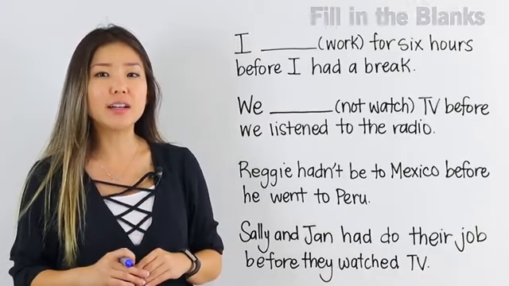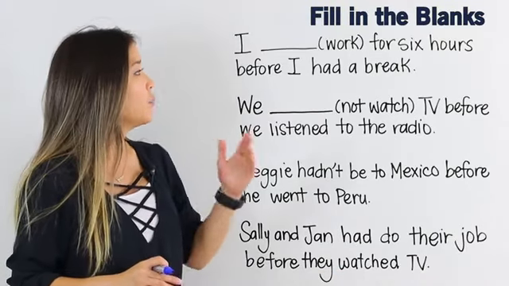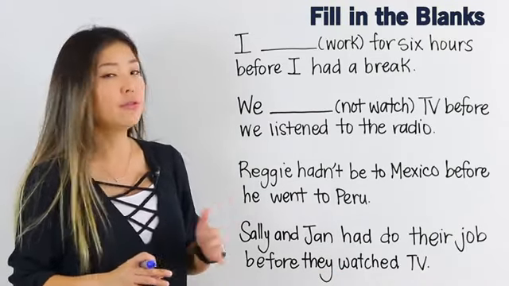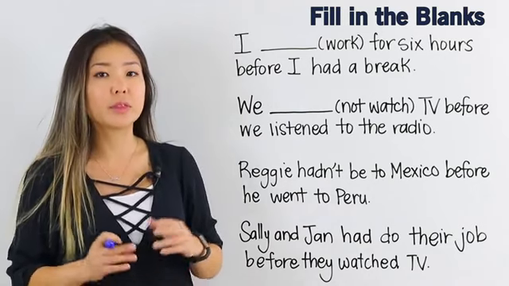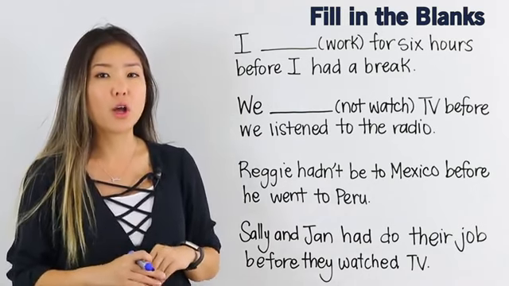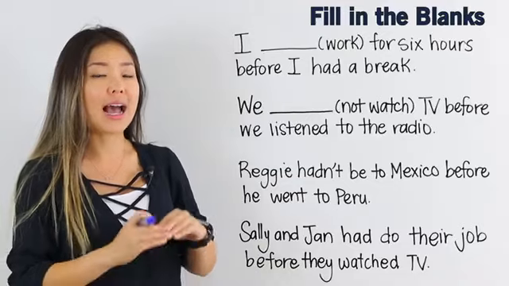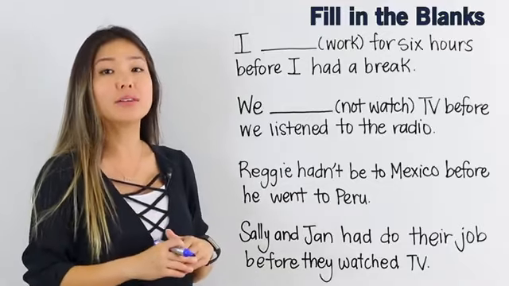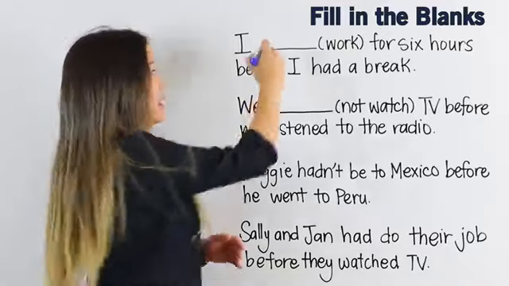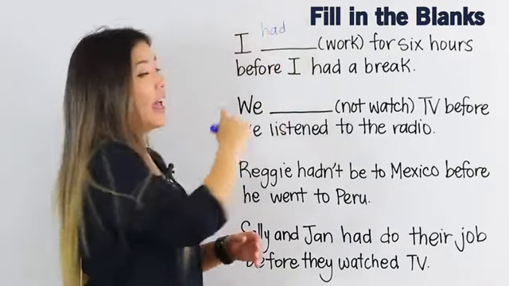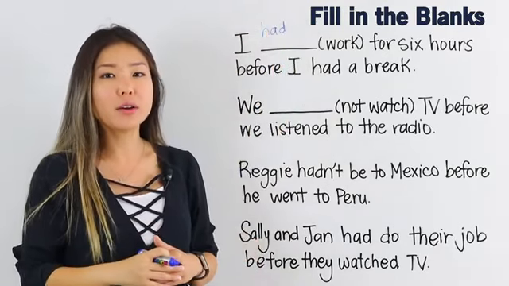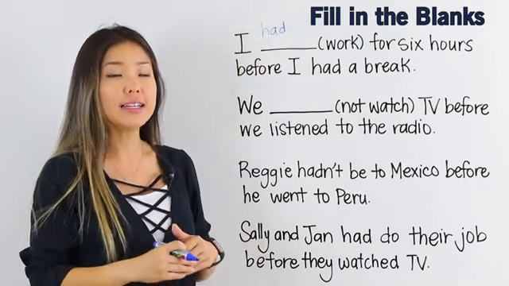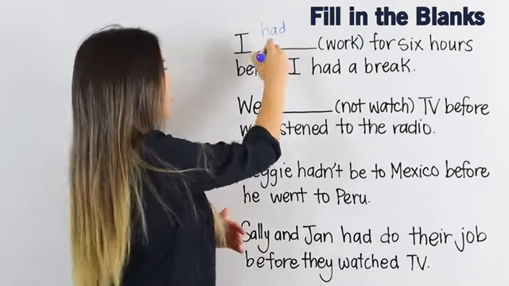Now, let's take a look at some practice exercises for the basic usage of the past perfect tense. Take a look at the first sentence. I blank for 6 hours before I had a break. The verb here is work. Remember, we need to say I had no matter what the subject is. Say had. I had. And then you take the past participle of the verb. In this case, we would say worked.